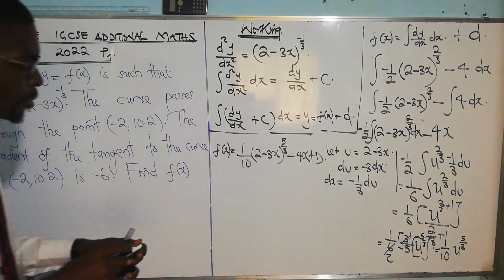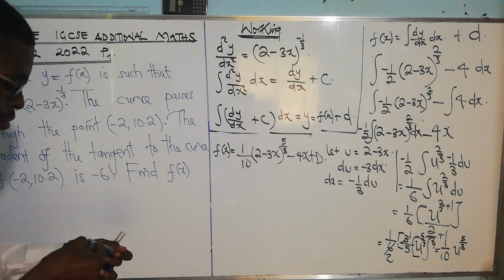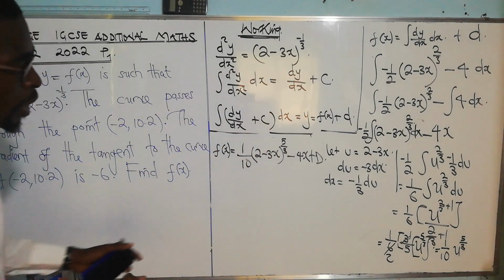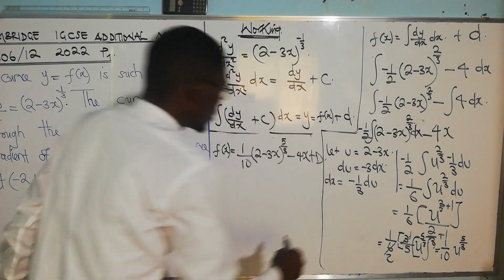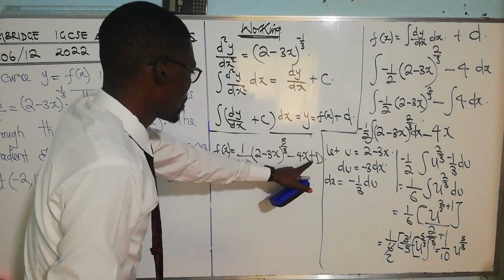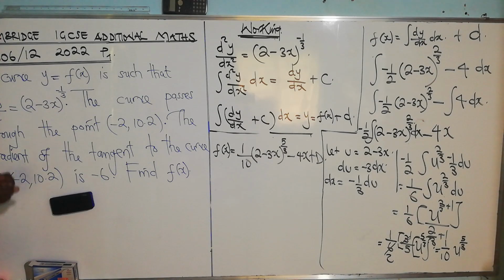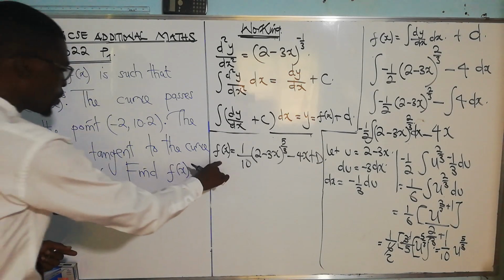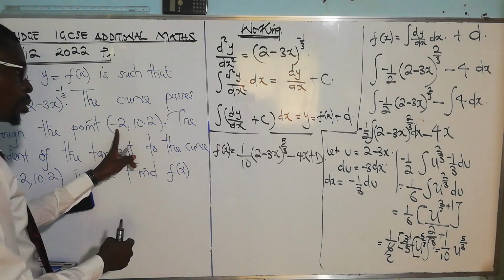Now let us solve for d. Don't forget, f of x is y, since we are saying y is equal to f of x. This is f of x plus d. Let us now solve for what d is going to be, because this particular curve is passing through the point negative 2, 10.2, where there is f of x, which is y, you can put 10.2, and where there is x, we can put negative 2.